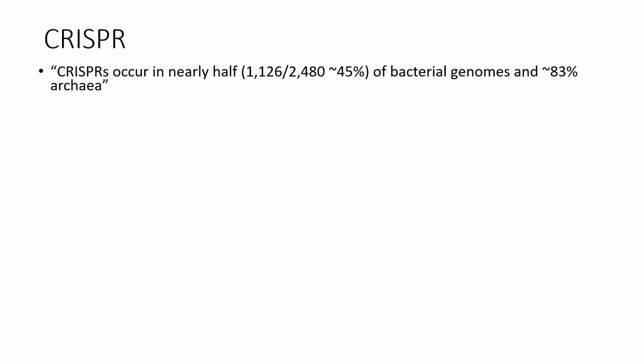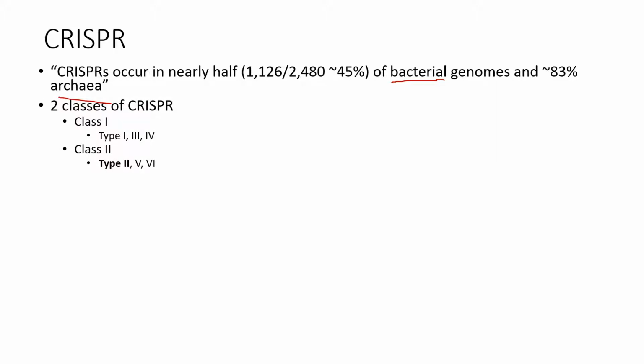Let's get some more background information on CRISPR before we dive in. So it occurs in about 45% of bacteria and 83% of archaea. Now, the study was done in, I think, 2015, so the numbers could change, but the overall idea is that not all bacteria and archaea have this system, but a lot of them do.